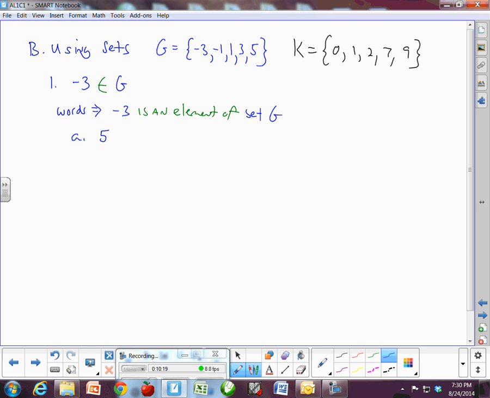5 is an element of set K. Is that true? Yes or no? 5 is an element of set K, and you would say, well, no, 5's not in K. It is in G, but it's not in K.